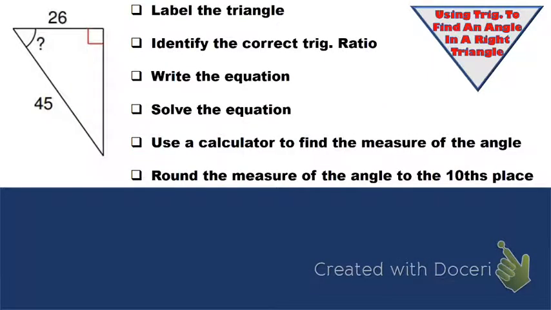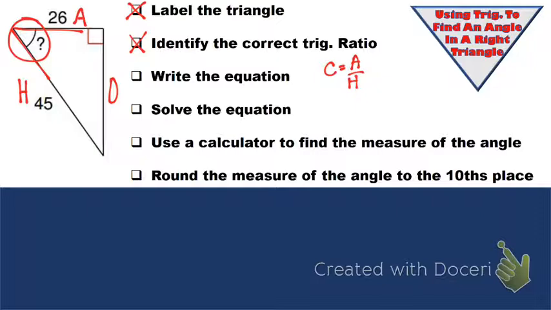Here's one more example. First, we need to label the triangle. There's our reference angle, the angle that we're looking for. The two sides of the reference angle are the hypotenuse and the adjacent. The remaining side is the opposite. On this problem, you can see that we have adjacent, that side is 26, hypotenuse, that side is 45, and the trig ratio, which uses the adjacent and the hypotenuse, is cosine.